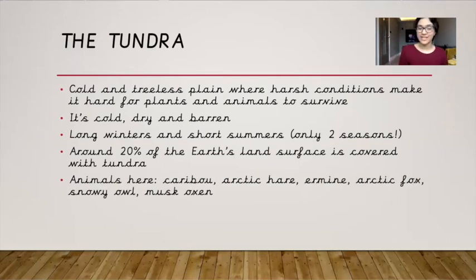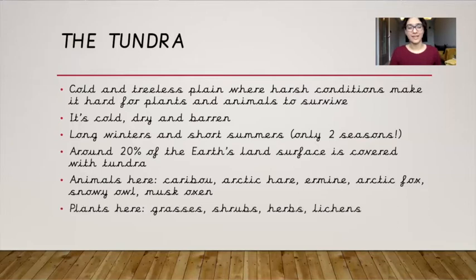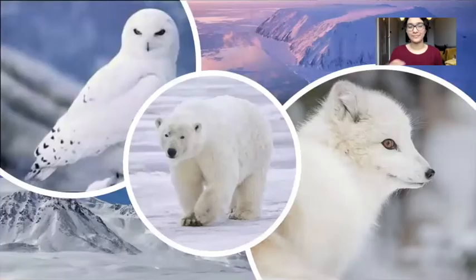Animals that you might find here, you have the caribou, the Arctic hare, the ermine, Arctic fox, snowy owl, and musk oxen. And the plants that you might find here: grasses, shrubs, herbs, and lichens. Here are the animals that you might find in the tundra. Notice how they are all white.